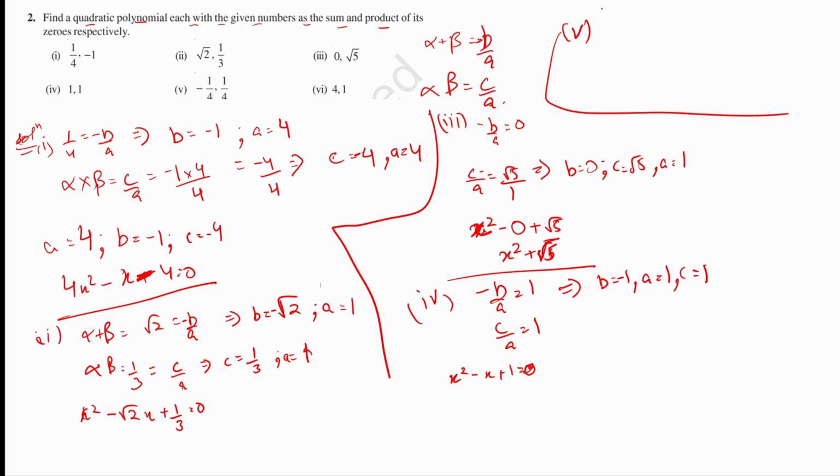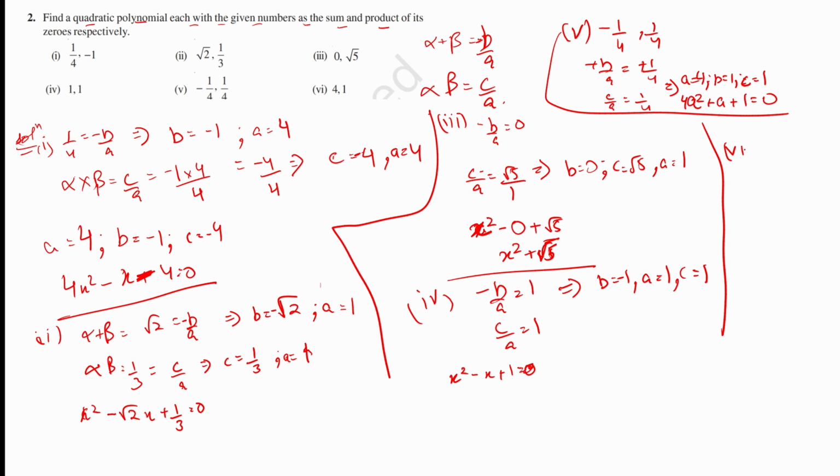The fifth part says minus 1 by 4 and also 1 by 4. So minus b by a is minus 1 by 4 and c by a is 1 by 4. So I can infer a is 4, b is 1 and c is also 1. So the quadratic equation will be 4x square plus x plus 1 is equal to 0.